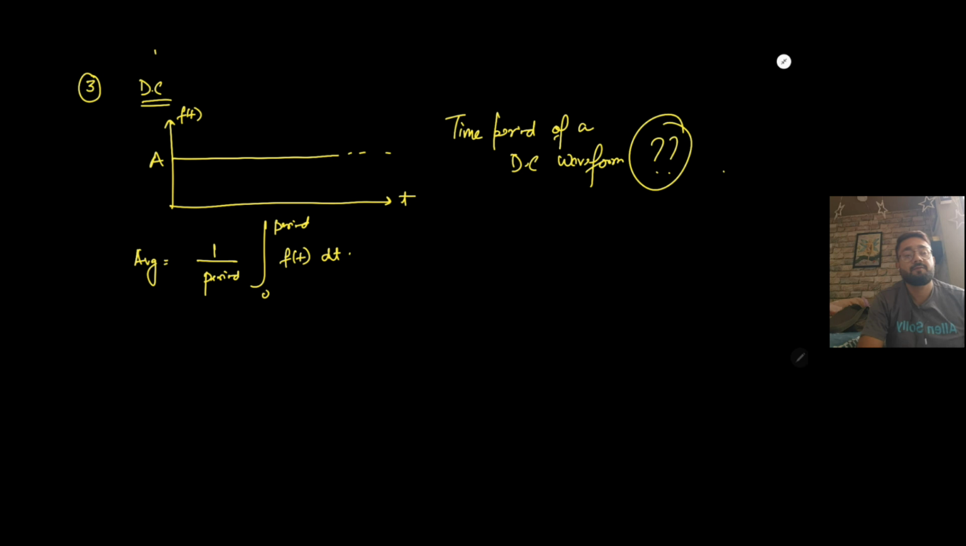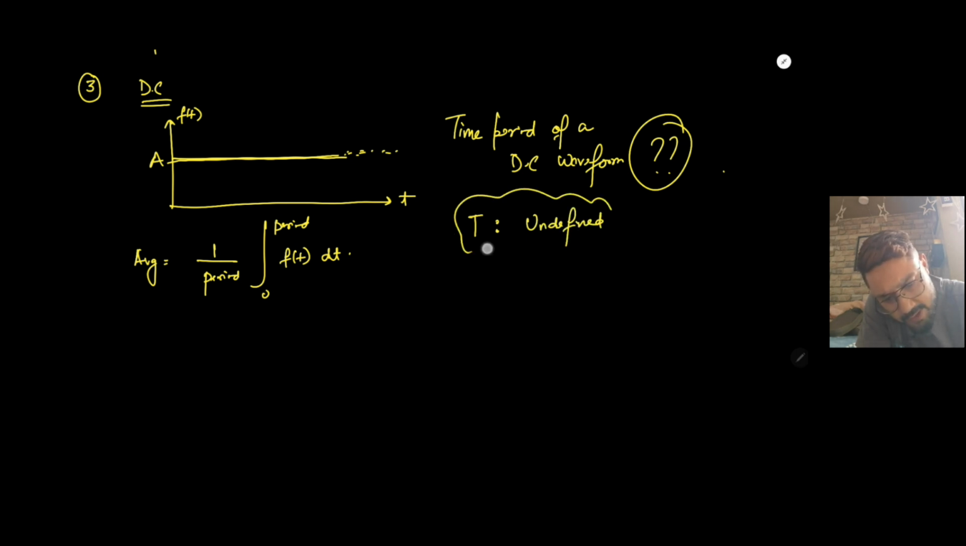See, what was time period? Time period is the duration after which the waveform repeats itself. But for DC we can see it is a constant and it goes on for infinite time. For infinite seconds it will give a constant value. So when will it repeat itself? Basically the time period of a DC is undefined. We don't know what the time period is. If you search in literature, like on Google, you can find across sources that tell you the time period of a DC waveform is infinite. A few may say the time period is 0.